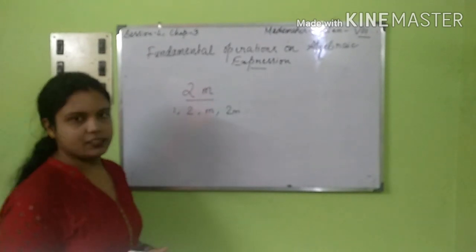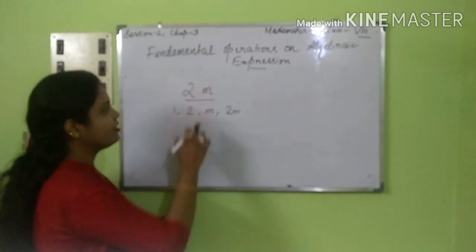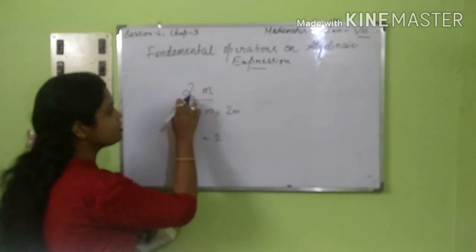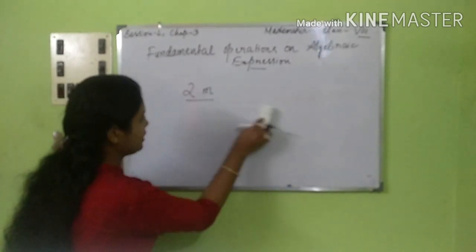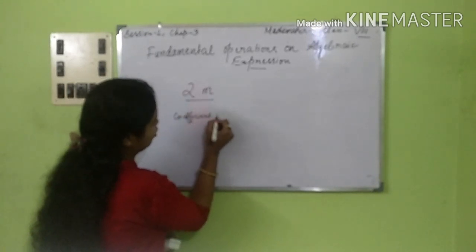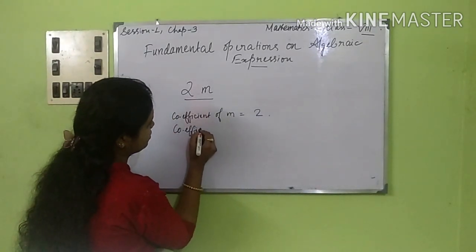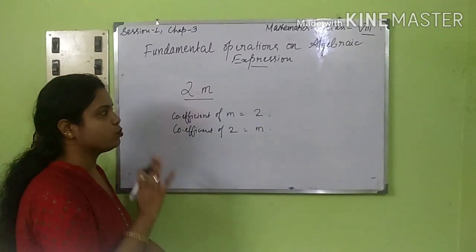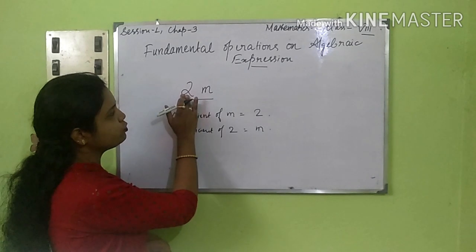So if I ask what is the coefficient of m here, meaning which is the factor of m, the coefficient of m is 2. If I ask which is the factor of 2, it is m. So the coefficient of m is 2, and the coefficient of 2 is m. If you talk about the coefficient of m, then it is 2. If you talk about the coefficient of 2, it is m.